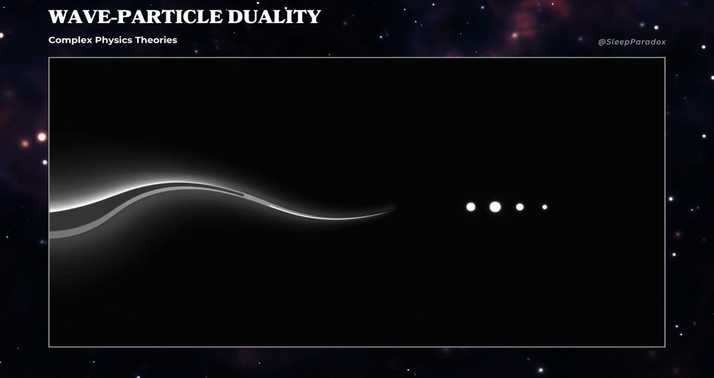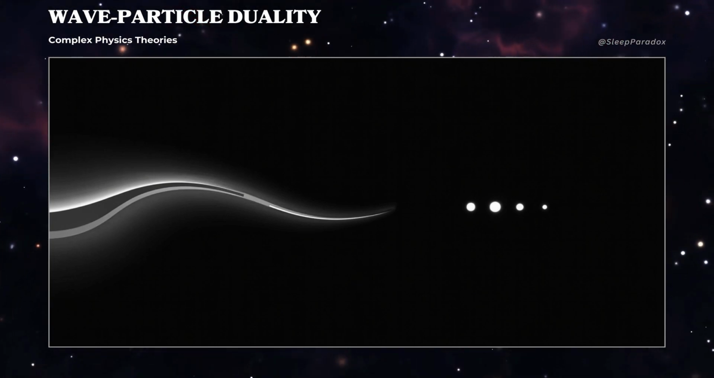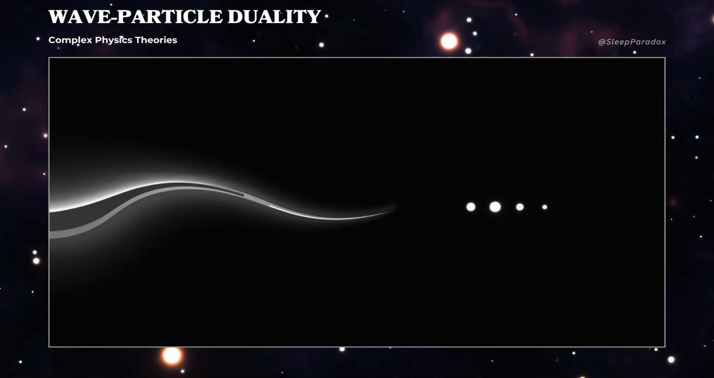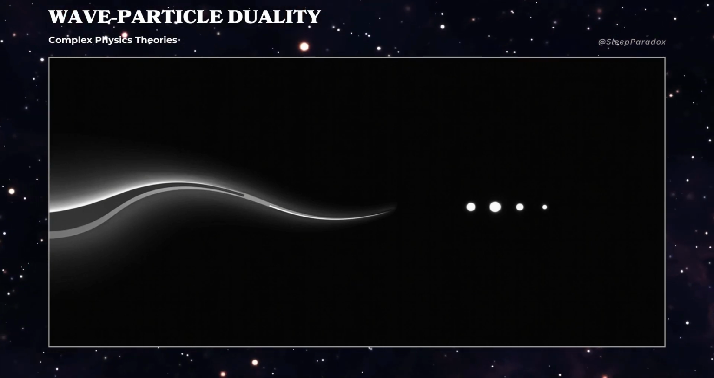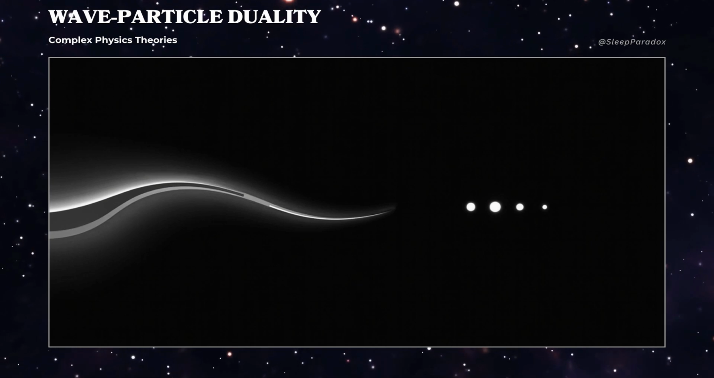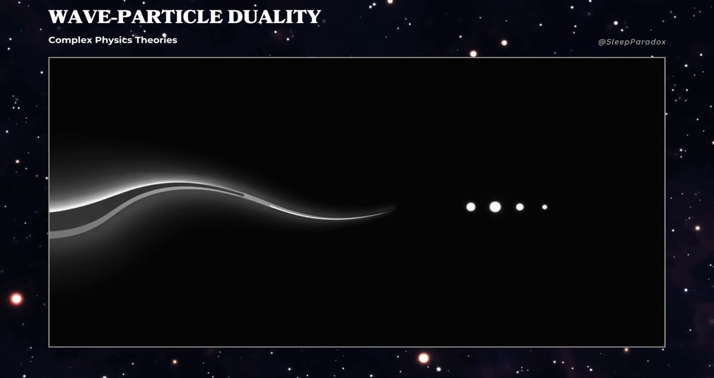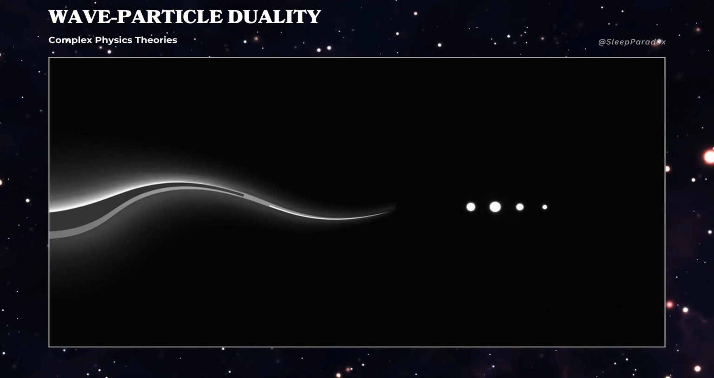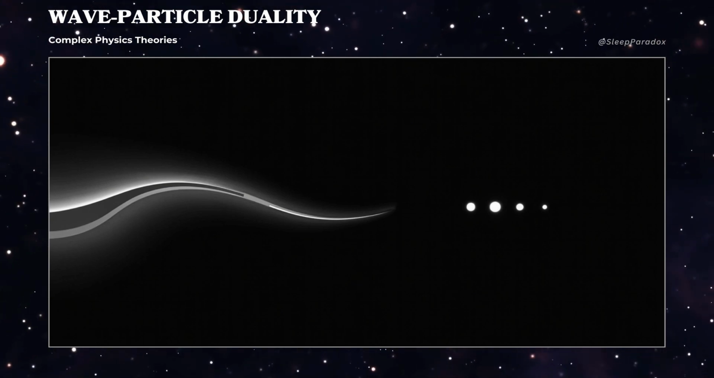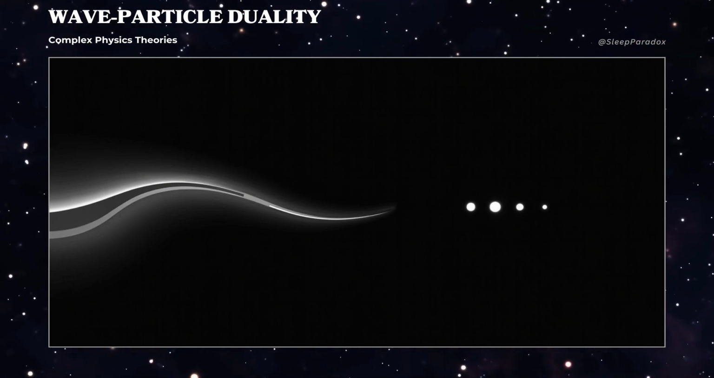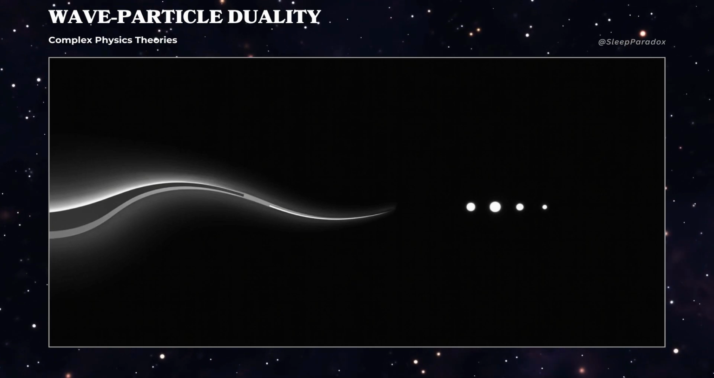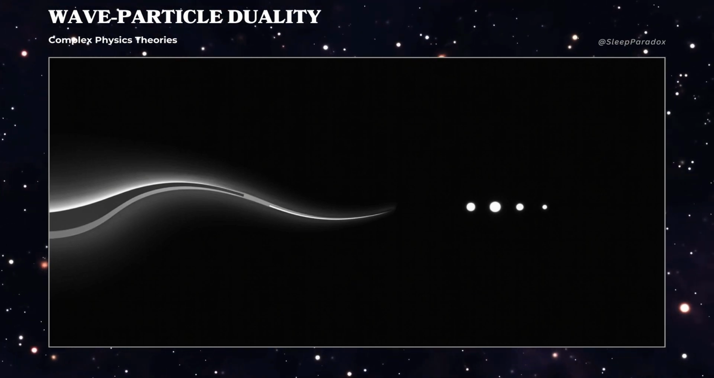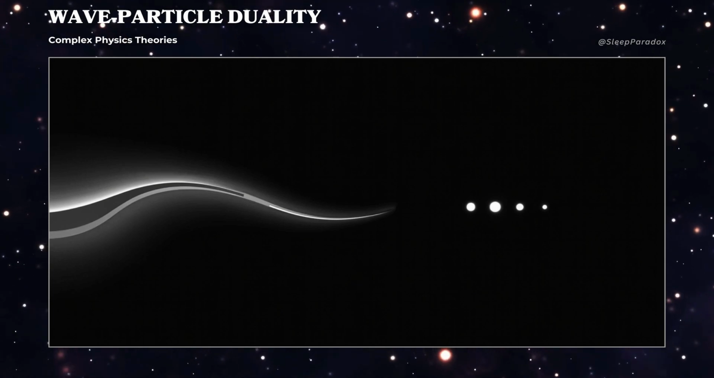The only explanation was that light sometimes behaved like a stream of particles we now call photons. Each photon carries a fixed amount of energy proportional to its frequency. So now, physicists had a contradiction. Light acts like a wave in some experiments and like a particle in others. It wasn't a matter of either or. Light could behave as a wave or a particle, depending on how it was measured.